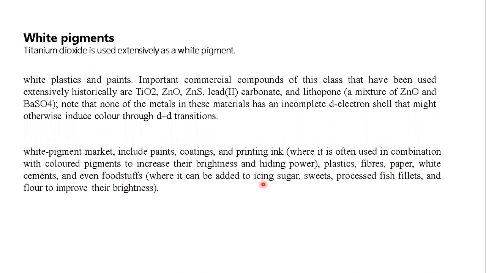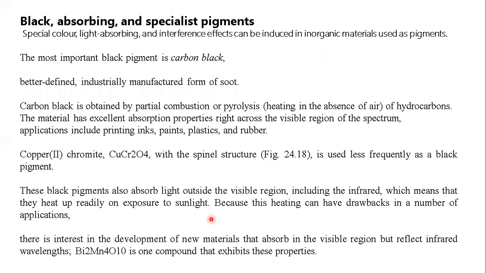So it is used for icing sugar, sweets, processed fish fillets, and flour also, sometimes to improve brightness, color and brightness. Okay, so now you can see white pigment has a large application. Now we'll talk about black pigment, because as white is important, sometimes we need black color also. So black pigments are also important.